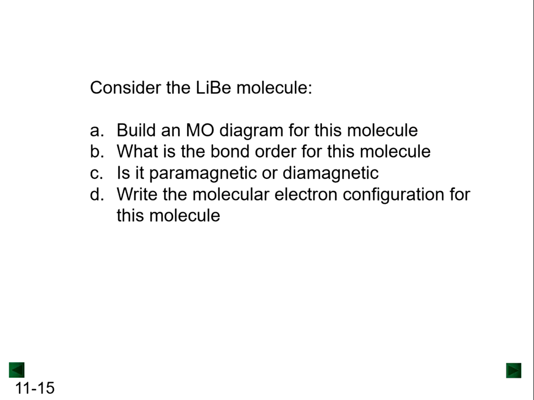So let's take an example. Let's consider the lithium beryllium molecule. Not a common molecule, LiBe, but it does exist. Let's build an MO diagram for the molecule. We'll calculate the bond order for the molecule. We'll identify whether it's paramagnetic or diamagnetic. And then we will write out the molecular electron configuration for this molecule.